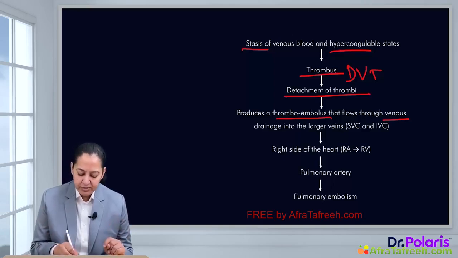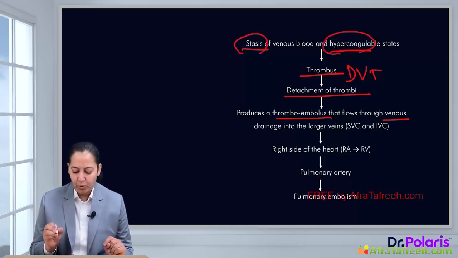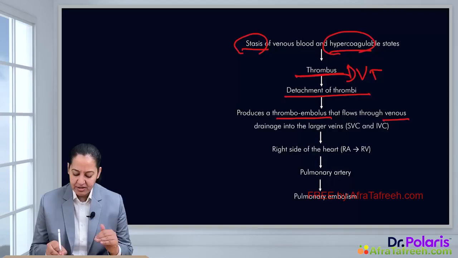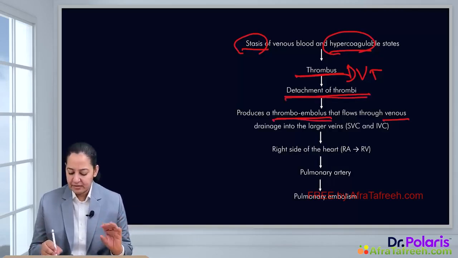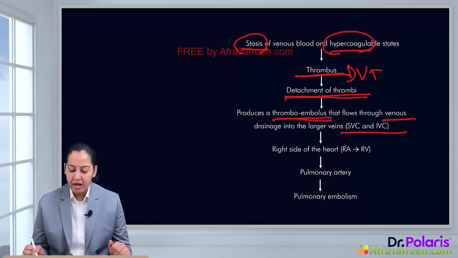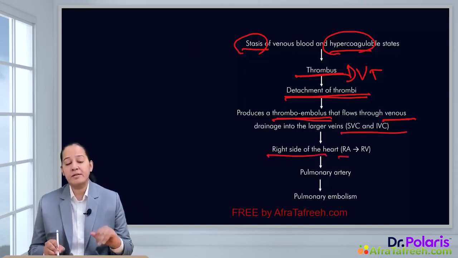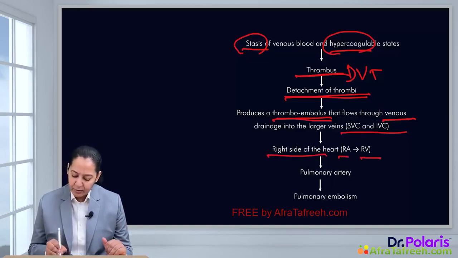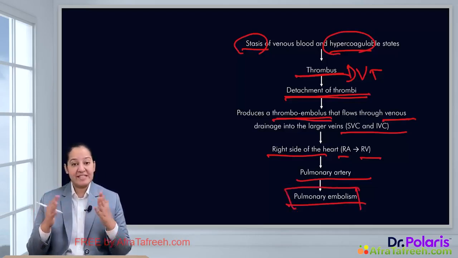So first, due to stasis or a hypercoagulable state, a thrombus is formed in the veins. The thrombus gets detached. It gets converted into a thromboembolism. This thromboembolism is present in the veins. From the veins, it is going to the SVC, IVC, superior and inferior vena cava. From there, it is going to the right side of the heart. From there, it is going to the right atrium. From there, it is going to the right ventricle. And then it is going to the pulmonary artery and ultimately causing pulmonary embolism. So this is how a pulmonary embolism is established.